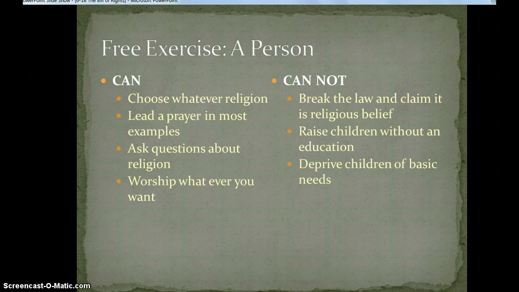And somebody cannot deprive children of basic needs and say it's free exercise. For instance, if a child is sick, and parents who are incredibly religious, just believing, having the faith that God will take care of this person, are not taking him to the hospital, the state can step in and make sure that that person is okay.